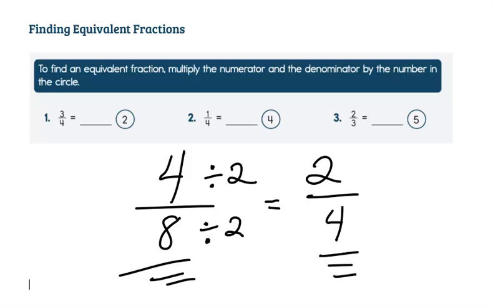They are equal fractions. Why? Because I divided the numerator and the denominator by the same number, that number being 2.